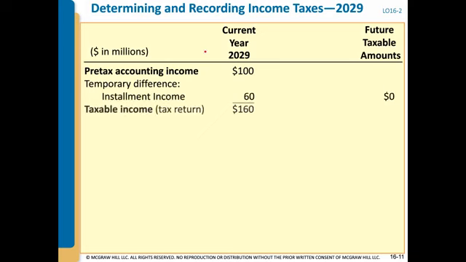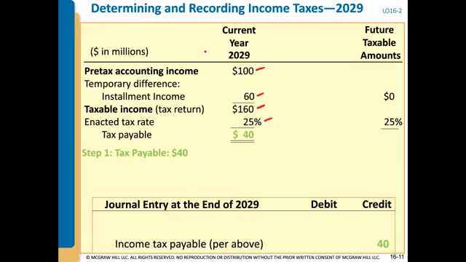Let's move on to the last year, 2029. Our pre-tax accounting income is 100. We've received $60 million of cash, so we recognize that full revenue for tax purposes. So our taxable income is $160 million. Our enacted tax rate is 25%. So our current income tax payable is going to be $40, and that's a credit.